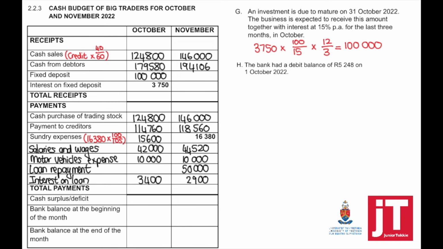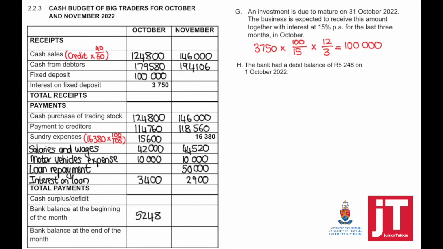Number H, the bank had a debit balance of 5,248 on 1 October 2022. So it means that bank debit balance is a favorable balance, no brackets. This is the balance at the beginning of the month.